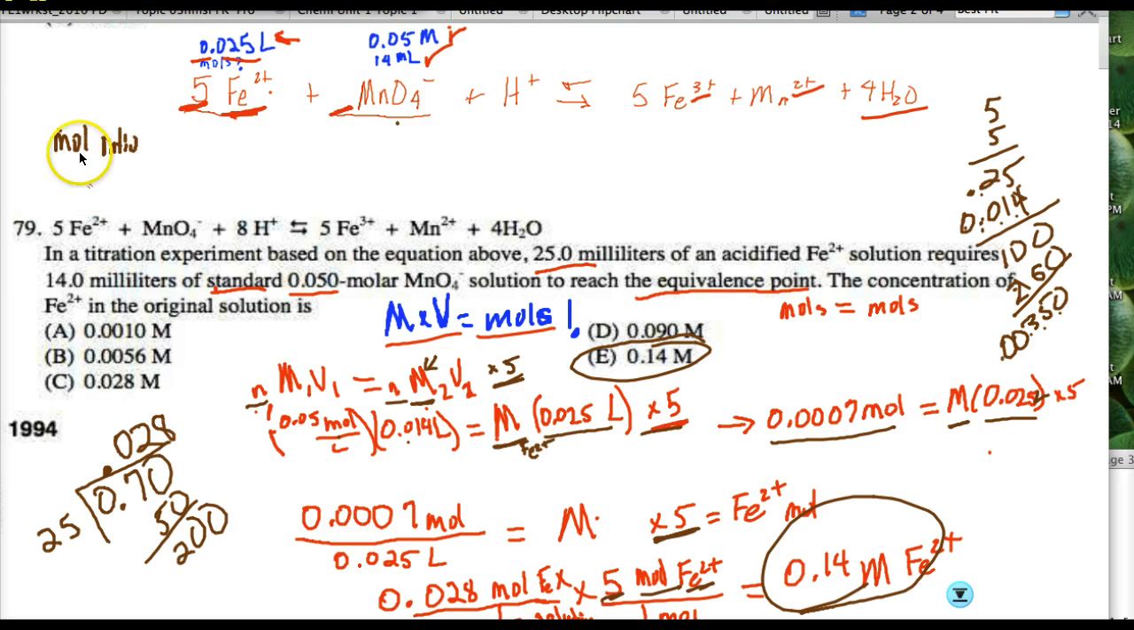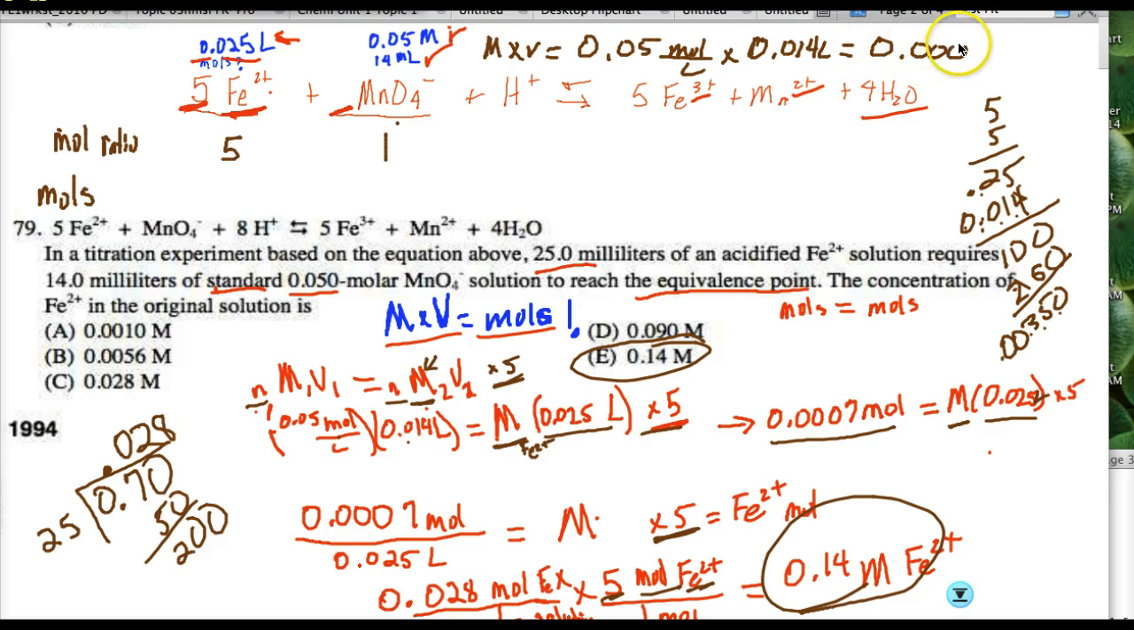So our mole ratio, or you can do moles first, either way. So this is 5, and this is 1. And how many moles of this do I have? Well, I know that M times V is moles, and the 0.05 moles per liter times the 0.014 liters, that's going to give me 0.0007 moles.